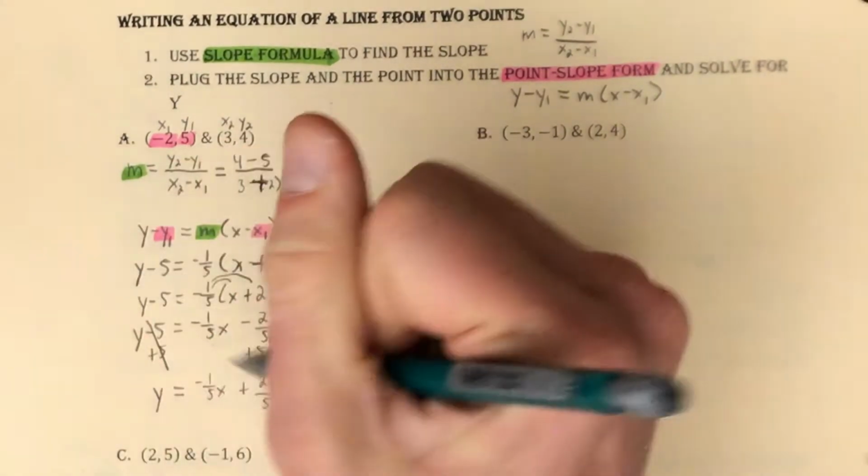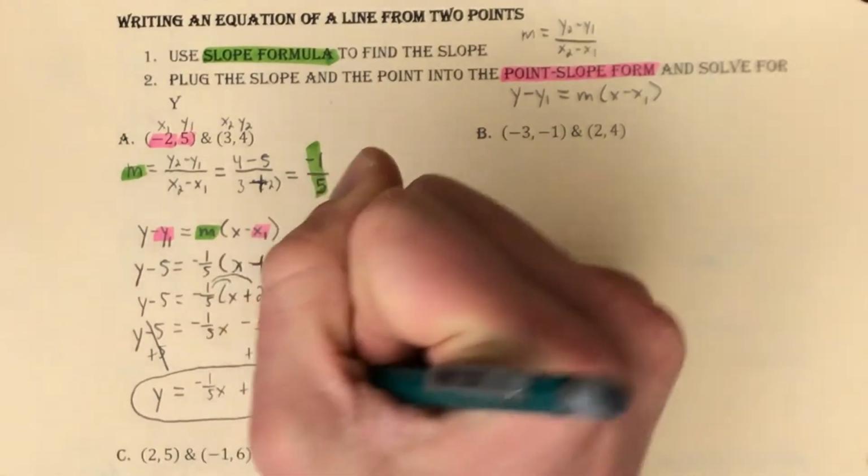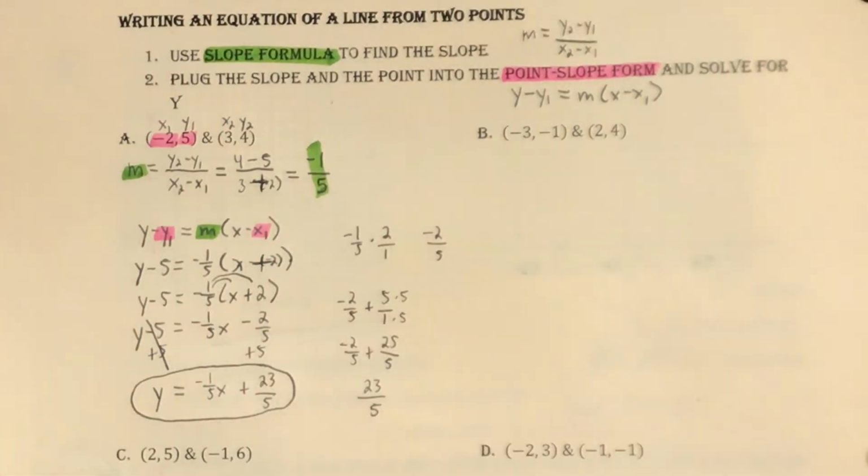So my final answer to this one is y equals negative 1/5 x plus 23/5. Now these aren't super pretty numbers, but they are the numbers that we're working with. And so we just continue the process. It's no different even if we deal with whole numbers.